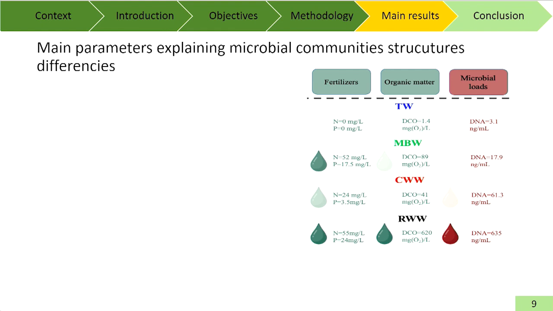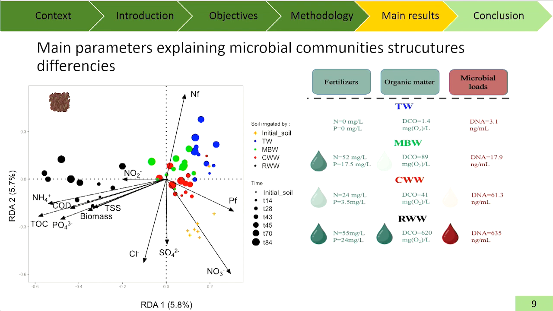And what about the response of the overall bacterial community structure in the soil? This graph shows 3 different groups of bacterial community structure during the irrigation period, with one group for the raw wastewater irrigation, one group for potable water, and one other group with both treated wastewaters. And nitrogen, organic matter, and biomass are the main drivers of the bacterial community structure.